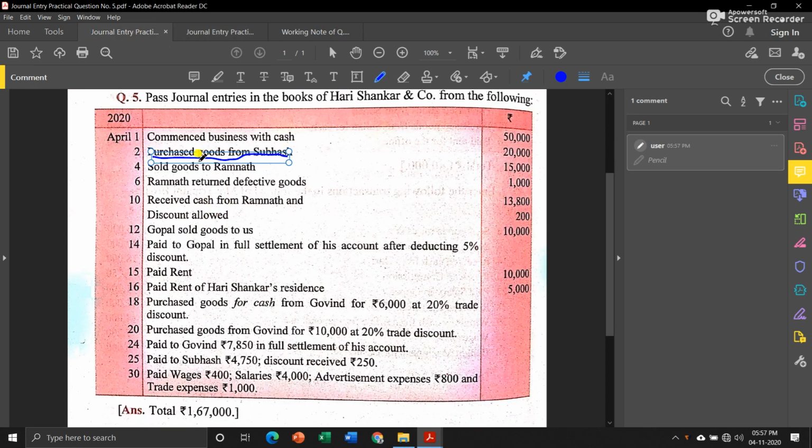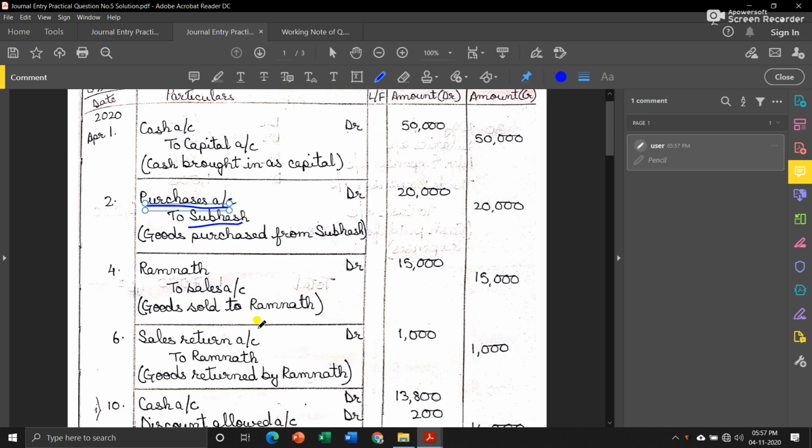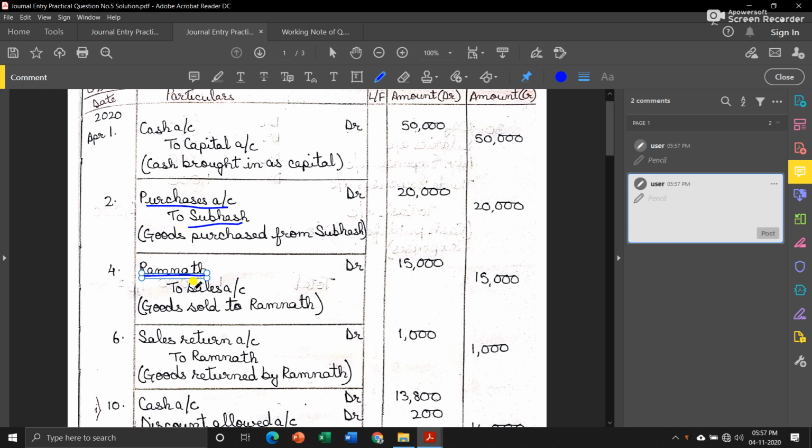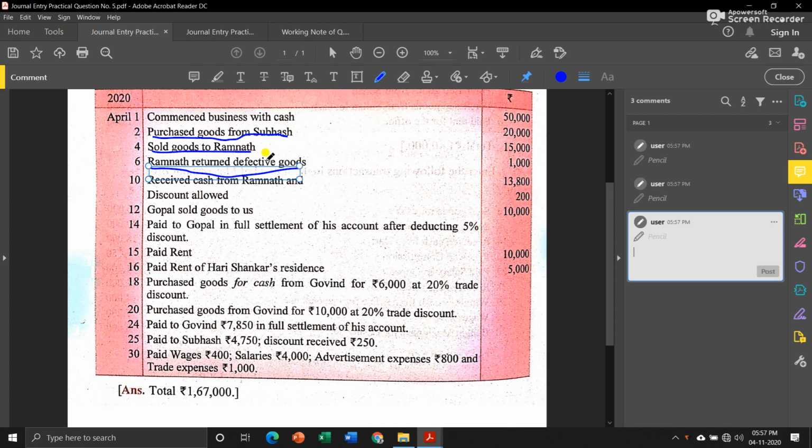Then next is sold goods to Ramnath. Since it is not written whether for cash or credit, we will consider it a credit transaction. So we pass the journal entry: Ramnath is the receiver of goods, and sales account is always credited with 15,000 rupees. Then next is Ramnath returned some defective goods, means out of the 15,000 of goods that he purchased earlier, he returned 1,000 worth of goods to us.